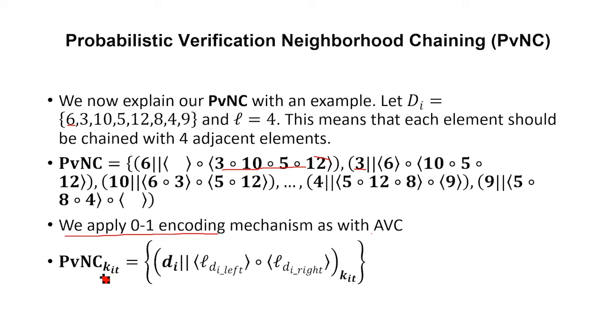So here, after linking the information, we apply a key, which we call KIT, that is a key for a particular data, for a particular sensor I at a particular time T.